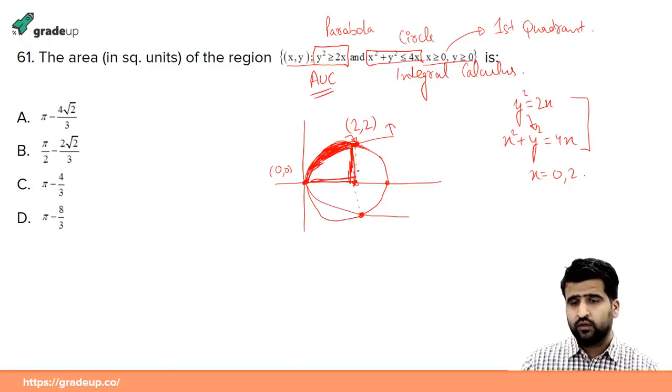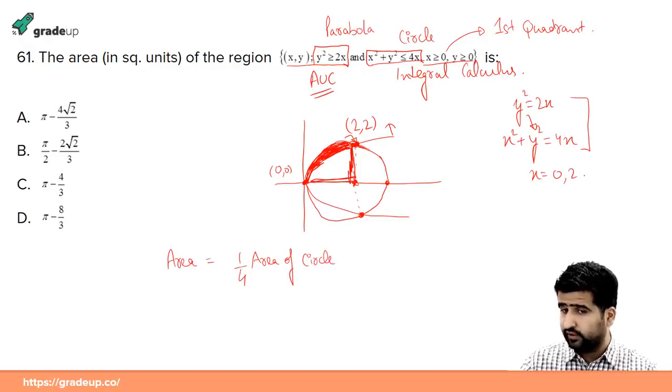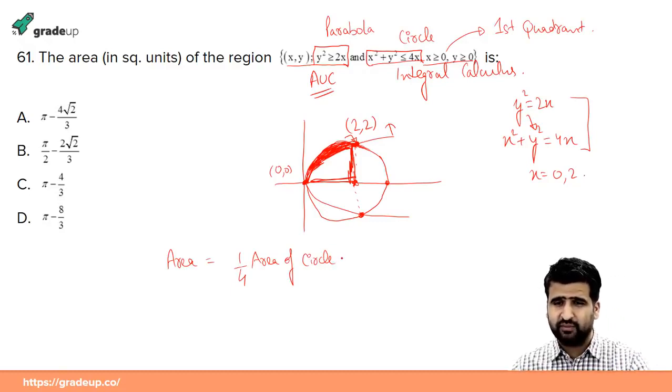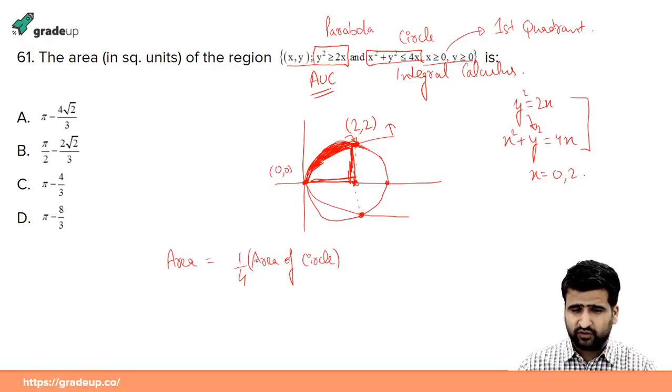Alright, so now if you see, the area which we need will be equal to 1/4 the area of circle. Why 1/4 area of circle? Because this is becoming a quadrant. Okay, so pay attention to this very carefully. You don't need to integrate anything over here because the integration will become very clumsy. So that's why we are using this shortcut.